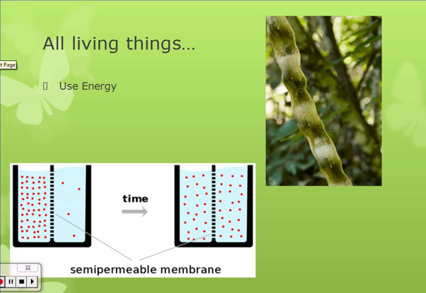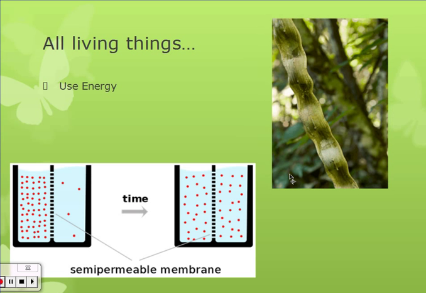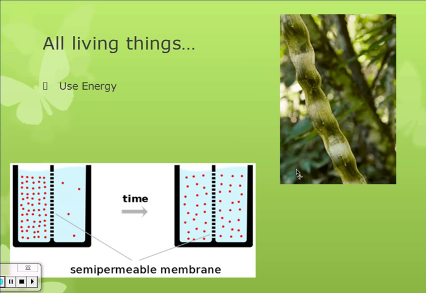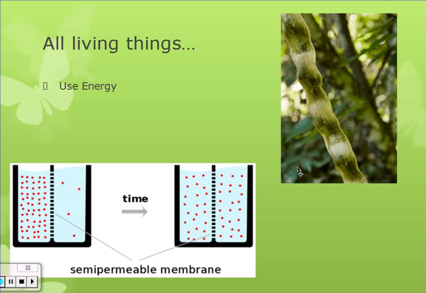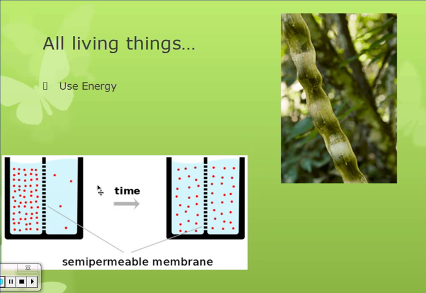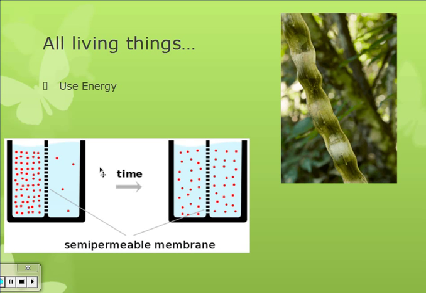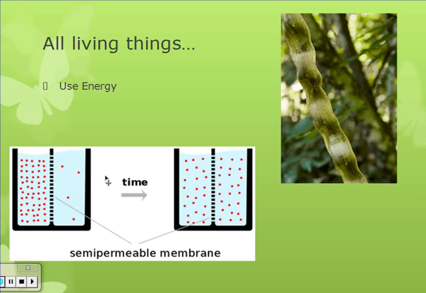All living things use energy. Plants use energy to go through photosynthesis. All organisms have to transport nutrients and materials in and out of cells and around the organism. So this is just an example of 2 processes that require energy.